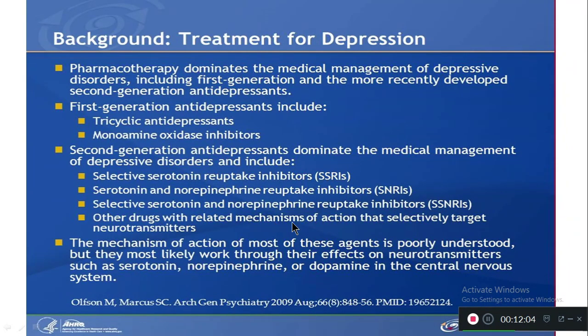Other drugs with related mechanisms of action can be given to a patient who is having depression to treat the various hormonal and neurotransmitter imbalances. The mechanism of action of most of these agents is poorly understood, but they most likely work through their effect on neurotransmitters such as serotonin, norepinephrine, or dopamine in the central nervous system. So these drugs mainly act on these neurotransmitters in the central nervous system. So this is about the medical management for depression.